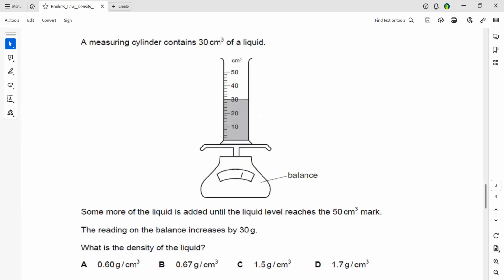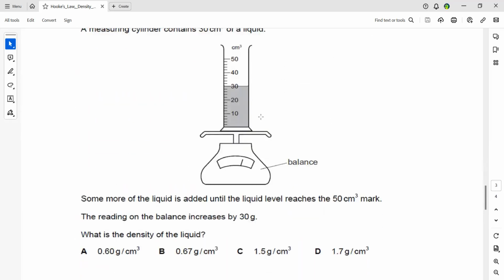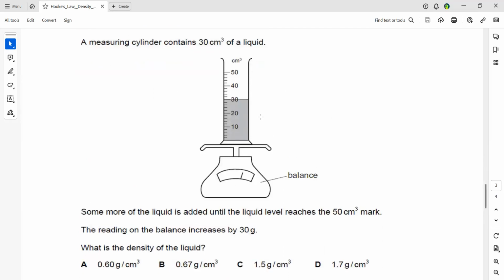Question 2, a measuring cylinder contains 30 cm cube of a liquid. Some more liquid is added until the level reaches 50. So we add more liquid to this measuring cylinder until the level reaches 50. What volume is added? The volume which we add is 20 cm cube. And how much has the mass increased? What is the mass of what is added? That is equal to 30 gram.